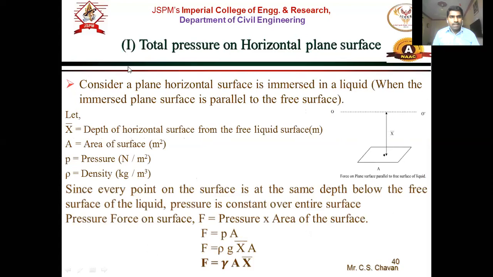Now the first derivation is on the horizontal plane surface. The title of the first case is the total pressure on a horizontal plane surface. Now see the sketch here. So this is the free liquid surface. So you have to show the liquid surface. Then at a distance x bar, there is a horizontal plane surface. And there is a centroid of that particular surface. So you have to locate the centroid. You have to locate the depth of that surface from the free liquid surface. And this is the free liquid surface.